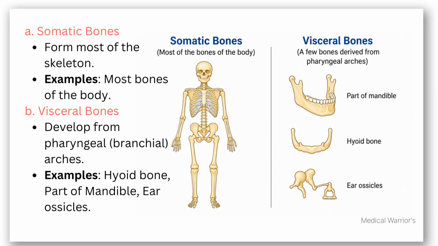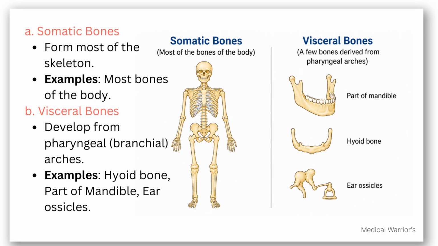And next one, visceral bone. It develops from the pharyngeal arch. Examples: hyoid bone, part of the mandible and the ear ossicles. On this page we can see examples of the visceral bone. Here are the images. First one is part of the mandible, then the hyoid bone and the ear ossicles. And here we complete the developmental classification of bone.